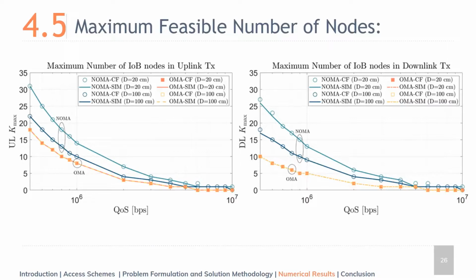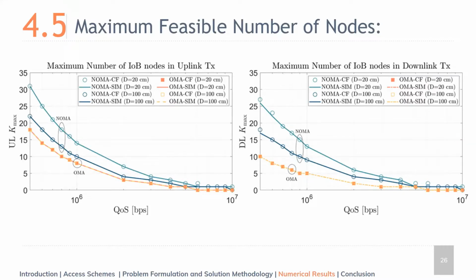And as we can see, the difference between OMA and NOMA at 100 centimeters in the downlink is larger compared to the uplink. This is because in downlink OMA, the Kmax is limited by the bandwidth and power budget of the hub.